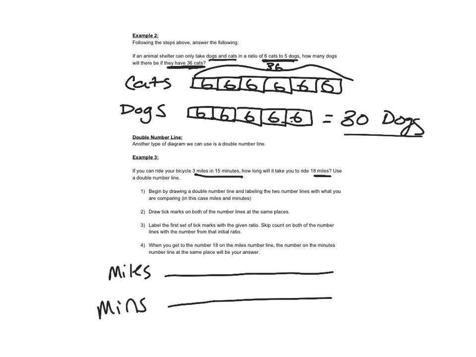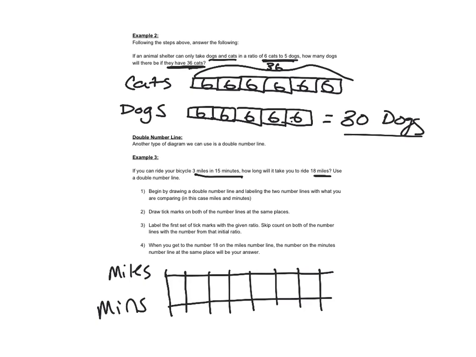Okay, we're going to draw tick marks on both of the number lines at the same places. Okay, so you can either draw straight through like this, or you can draw little tick marks like that. It doesn't matter to me which way you decide to do it. I'm just going to draw them straight through. Kind of looks like a train track.